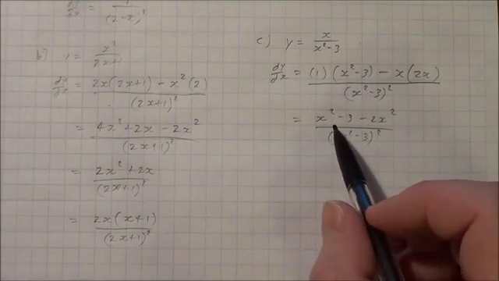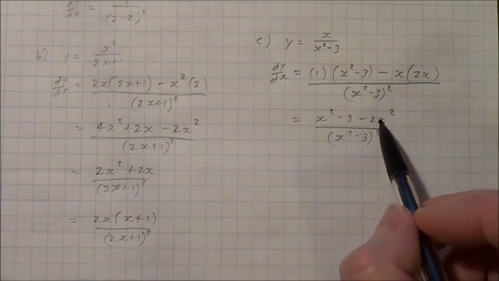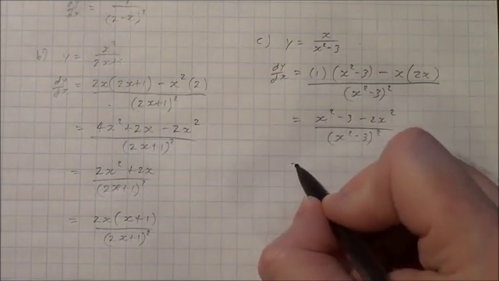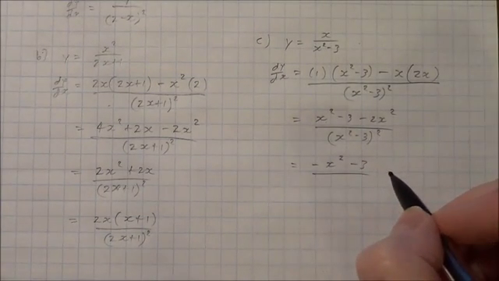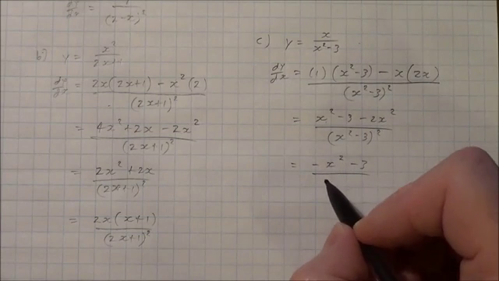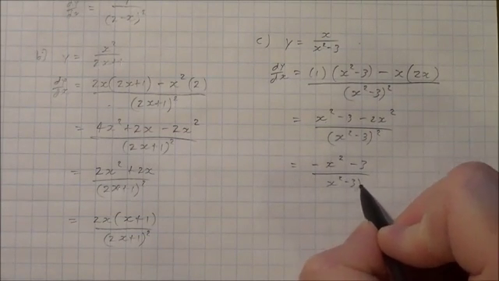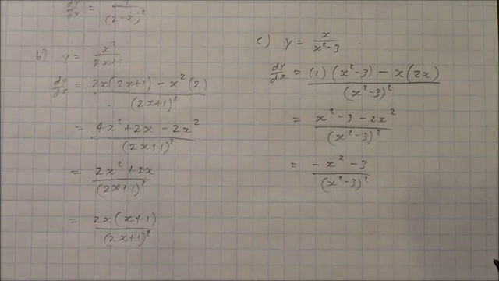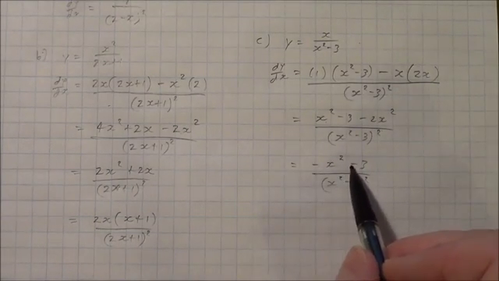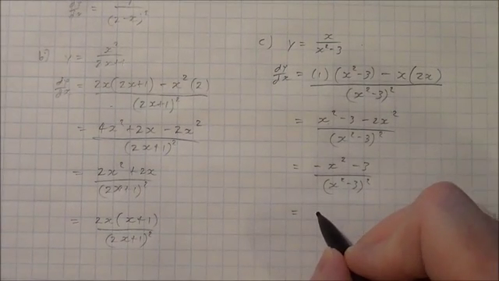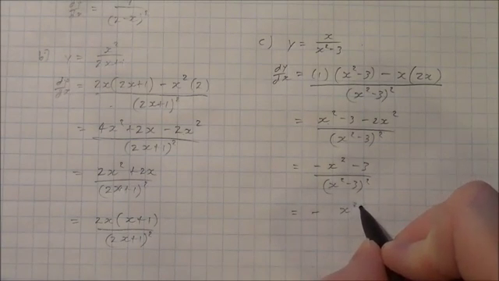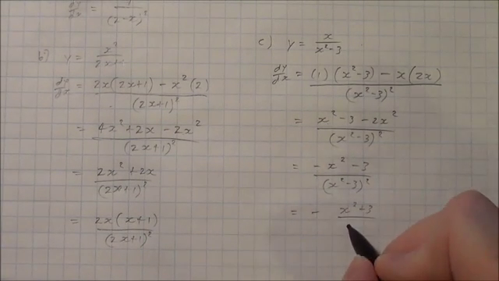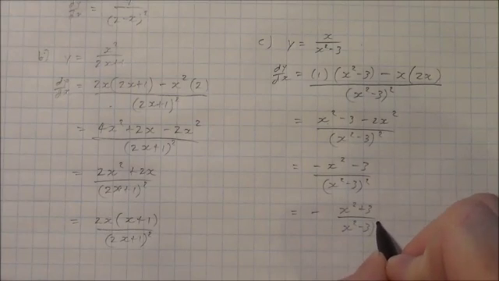So then x squared minus 2x squared is going to be negative x squared minus 3 all over x squared minus 3 all squared. And then what I can do is factor this negative out and just put it in front of the bracket. So I have negative x squared plus 3 all over x squared minus 3 all squared.